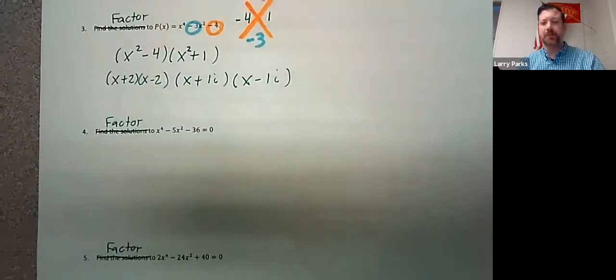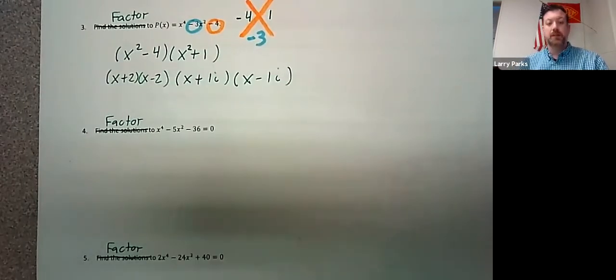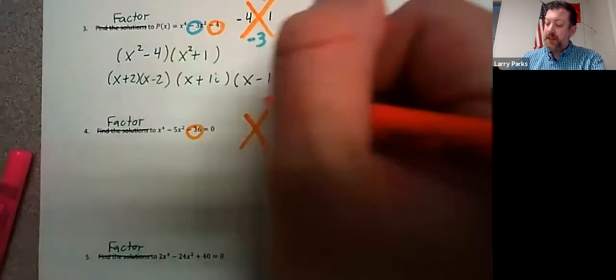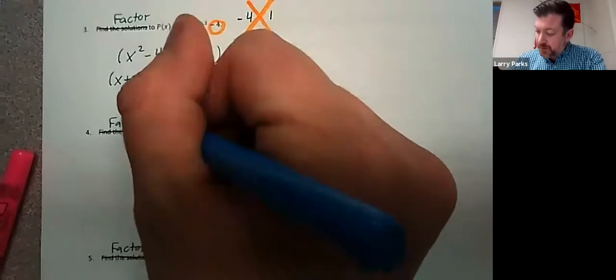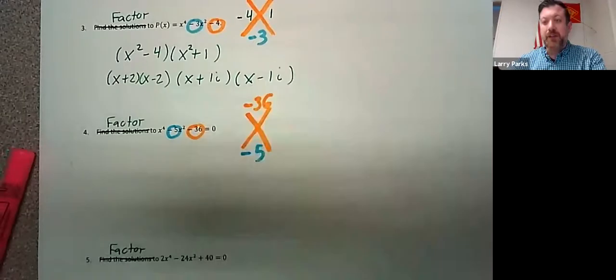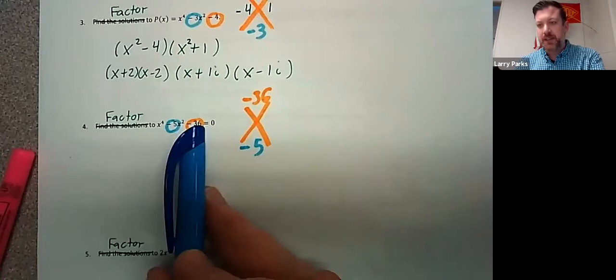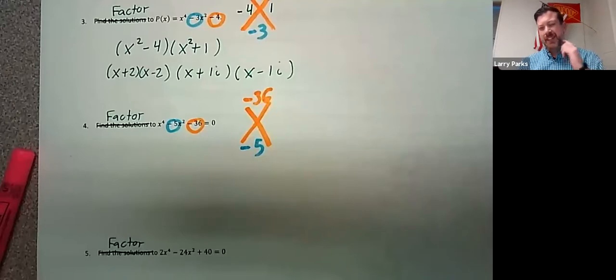All right, number 4, same thing. You would put -36 on top. You put the -5 on bottom. And we're going to factor this just like the quadratic because it is 4 to constant. 4th power, 2nd power, number by itself. So then I have to think what multiplies to -36, but adds to -5.